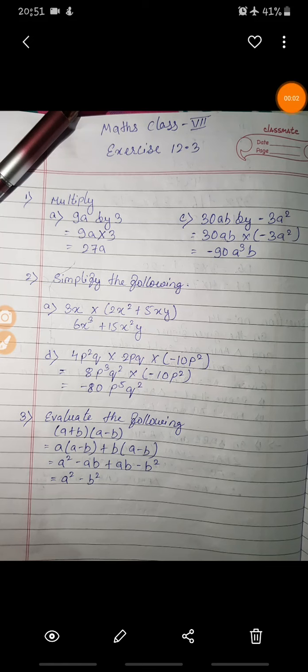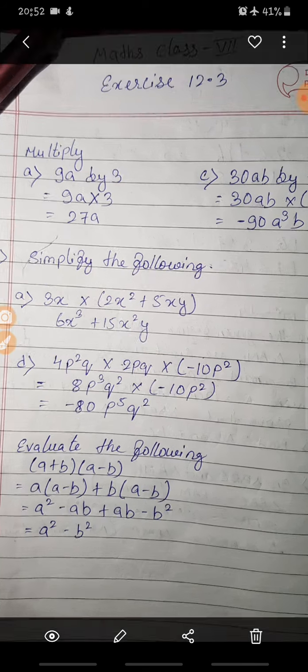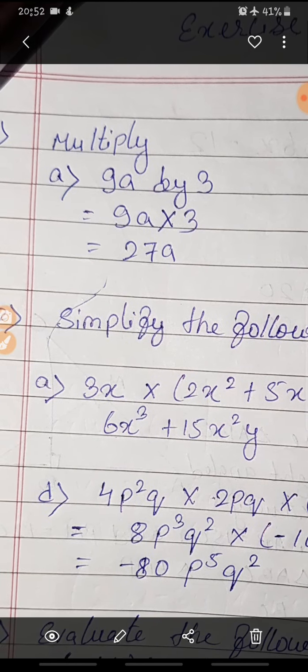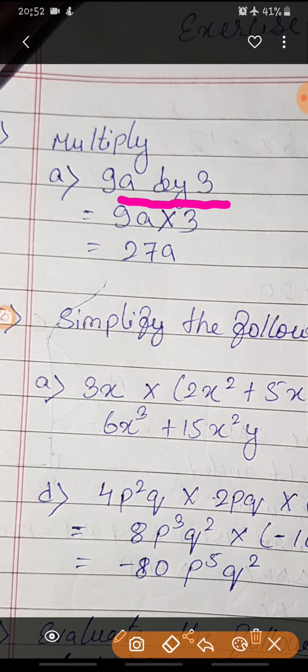Hello students. So today again we are with class 7 maths and we are continuing with the chapter algebraic expression, and we are going to deal with exercise 12.3, and the first question over here is 9a multiplied by 3. So 9a is multiplied with 3, as I have written over here.